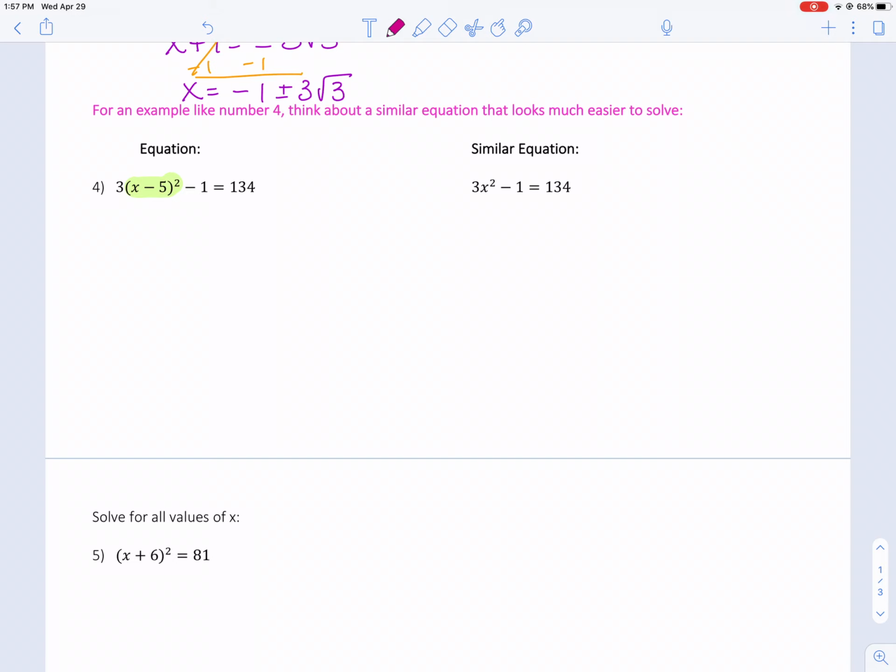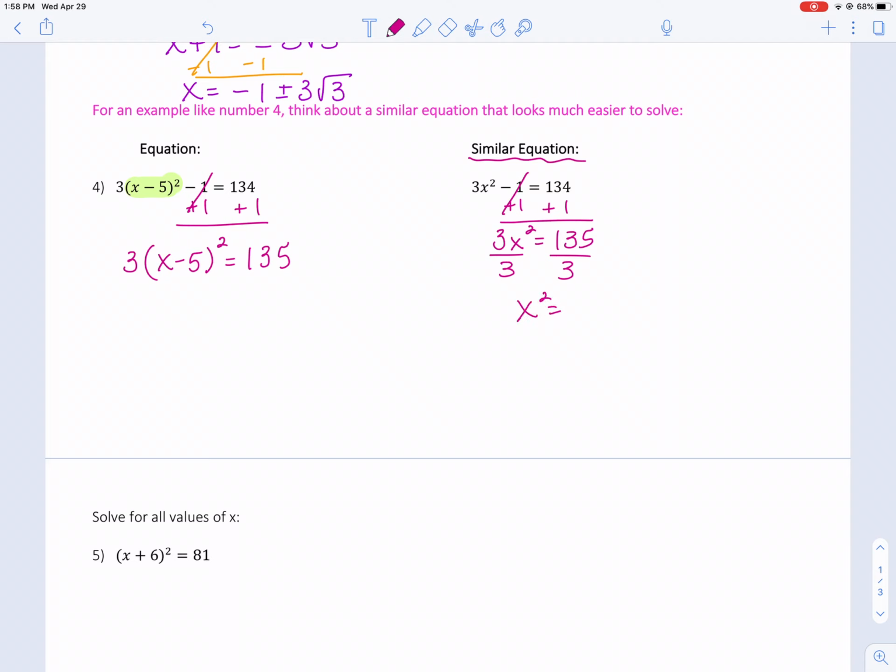What would I do first here in the similar equation? I bet you all know I would add 1, right? I would add 1 and I would say, okay, 3x squared equals 135. So let's do the same thing here. Add 1 to both sides. So 3 times x minus 5 squared equals 135. And just like we did before, here I would divide both sides by 3.